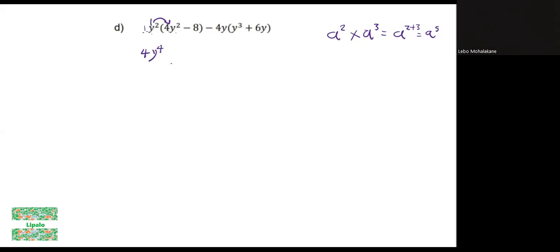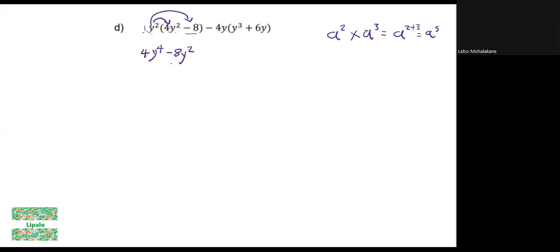Then you multiply the y squared with the negative 8. Don't forget the negative. When you multiply, please look at the sign there. So this is coefficient multiplying the coefficient. This is called a constant, a special type of term. A term that does not have a variable is called a constant. So this is going to be equal to negative 8, which is 1 times negative 8, then your y squared.